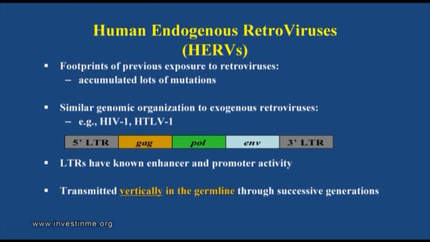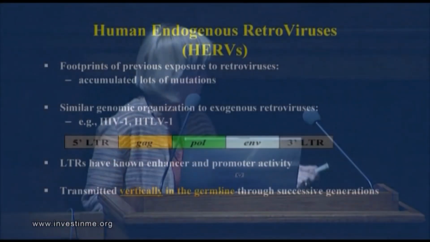Now, these retroviruses overall are footprints of previous exposure to retroviruses. So basically, over evolution, infections have happened over and over, and in very, very rare cases, an infectious virus actually hits a germline cell, either a spermatocyte or an oocyte, and at that point, this retrovirus will now be in the germline. It will be inherited as a Mendelian gene.